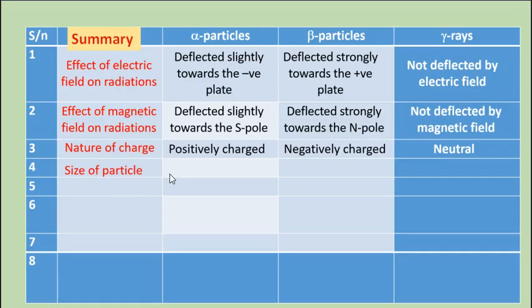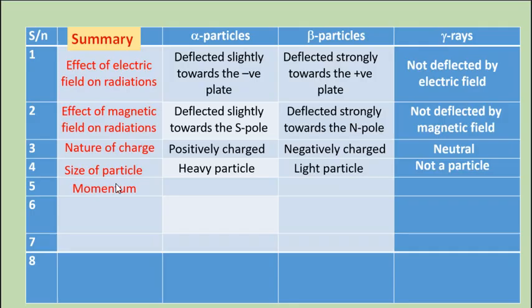Then the size of particle. If you look at the deflection when we were discussing, you see that alpha particle is slightly deflected, beta particle is strongly deflected. That tells you the size of the particle. Alpha particle should be a heavy particle because of slight deflection. Beta particle should be a light particle because of strong deflection. This is not a particle. If it's not a particle, what is it then? It's an electromagnetic radiation.